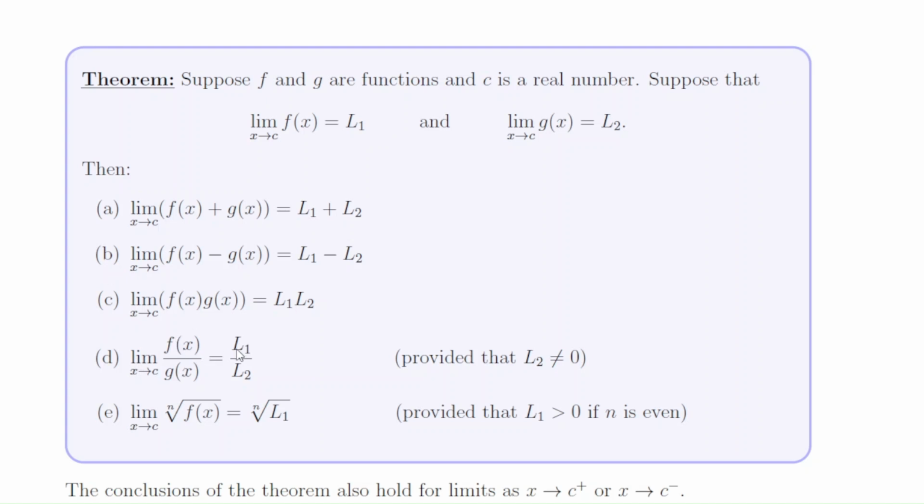And the limit of the quotient equals the quotient of limits as long as you're not dividing by 0, as long as that bottom limit's not 0. And that actually happens quite often, that you divide by 0. So you do have to be a little careful on part D here.